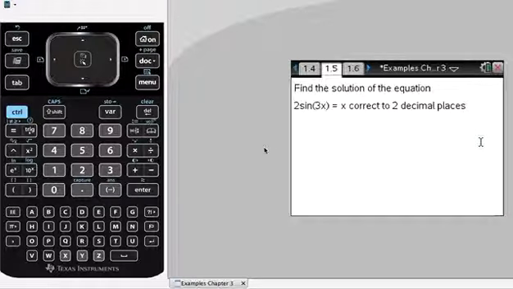So in worked example 19, you're asked to solve an equation in trig. Now you could do this using the methods we've done by hand, or you could straight up just do it using your TI Inspire. So we're going to do it the second way. What we've got here is 2 sine of 3x equals x.